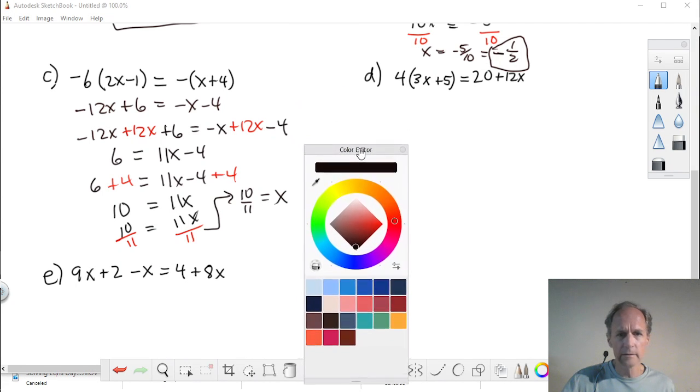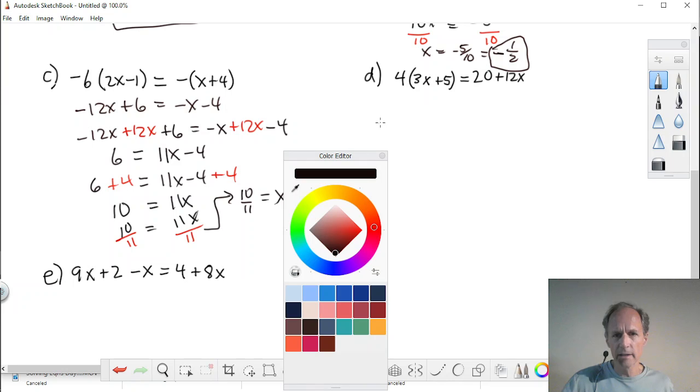Okay. See what happens on this next one. We've got something to distribute. 4 times 3x, 12x. 4 times 5 is 20. On the right side, leave it alone. Nothing to do over there right now. Look at that. We can get rid of the x's. If you're looking ahead, it looks like something funny might happen.